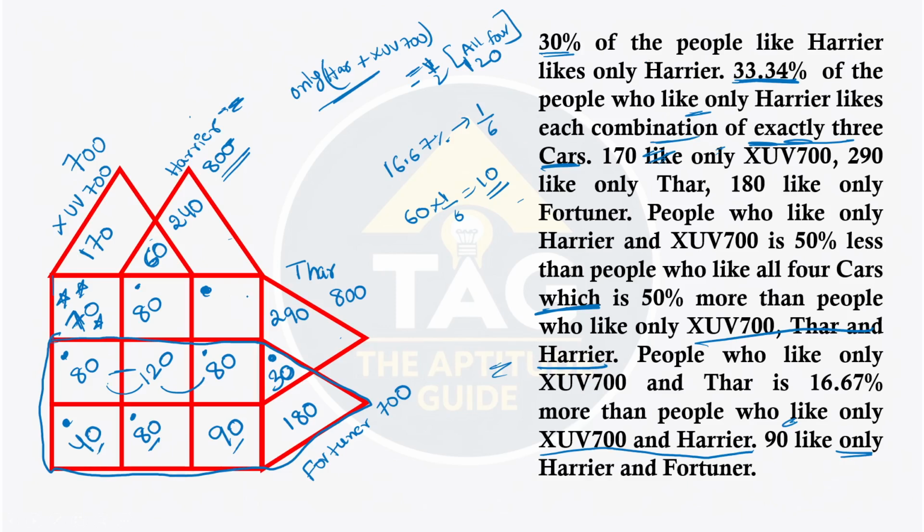Now Thar. If you look at Thar, let us try finding this value now. 70 plus 80, 150. 150 plus 200, 350. 350 plus 80, 430. 430 plus 30, 460. 460 plus 290, 750. So as it should give you 800 on the whole, it has to be 50.